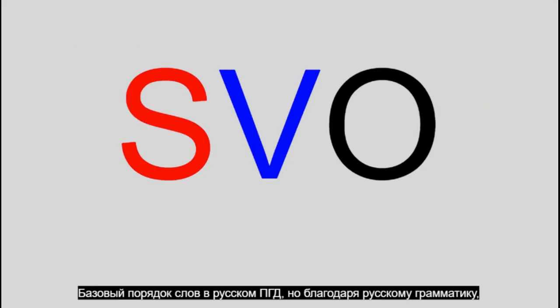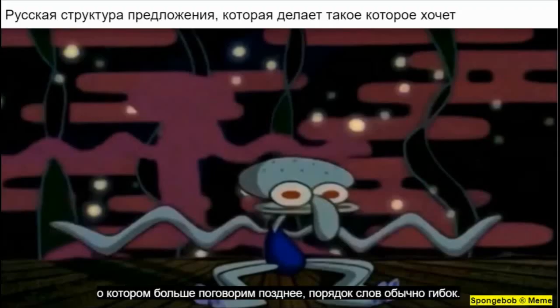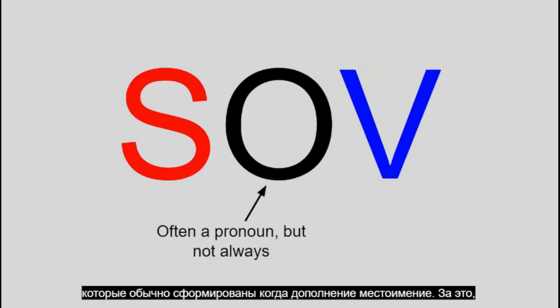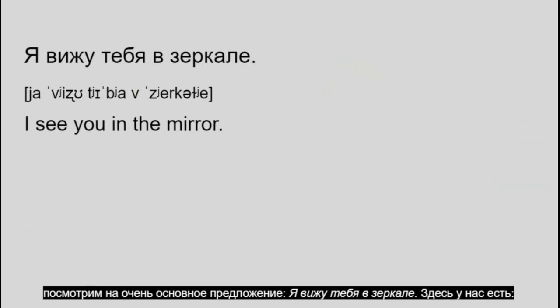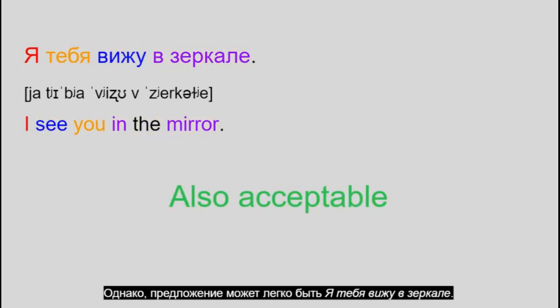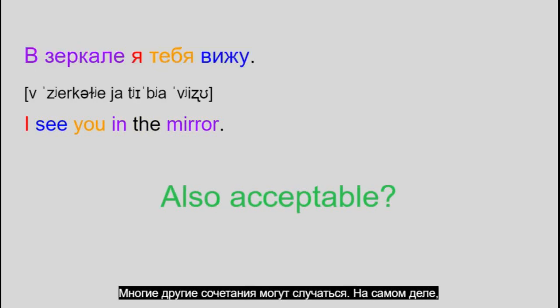The default word order in Russian is SVO, but due to Russian grammar, which we'll talk more about later, the order of words is generally flexible. The most common way this is used is in SOV sentences, which are generally formed when the object is a pronoun. For this, let's look at a very basic sentence. Я вижу тебя в зеркале. Here we have subject, verb, object, rest of sentence. However, the sentence could just as easily be Я тебя вижу в зеркале. A bunch of other combinations can also happen.